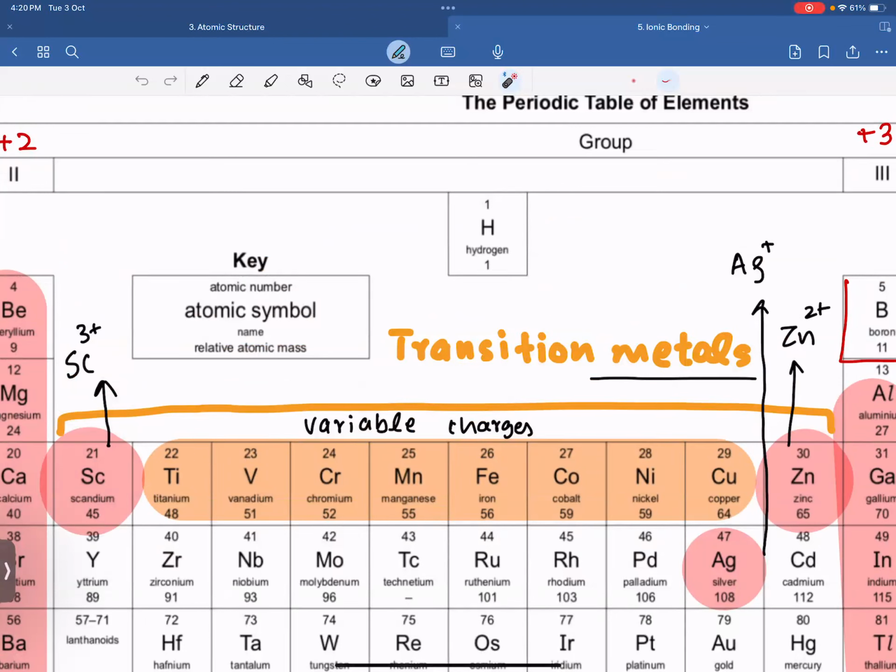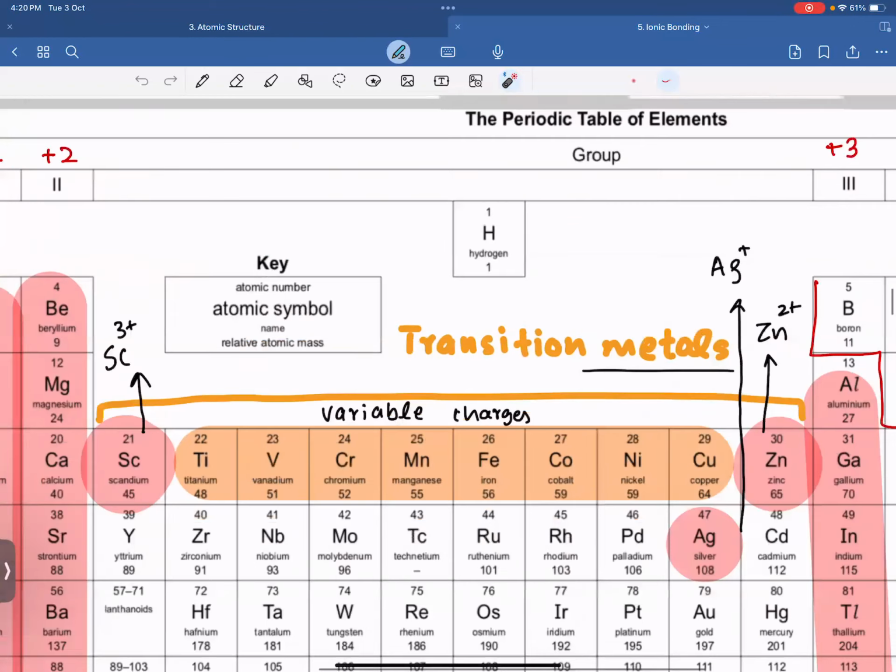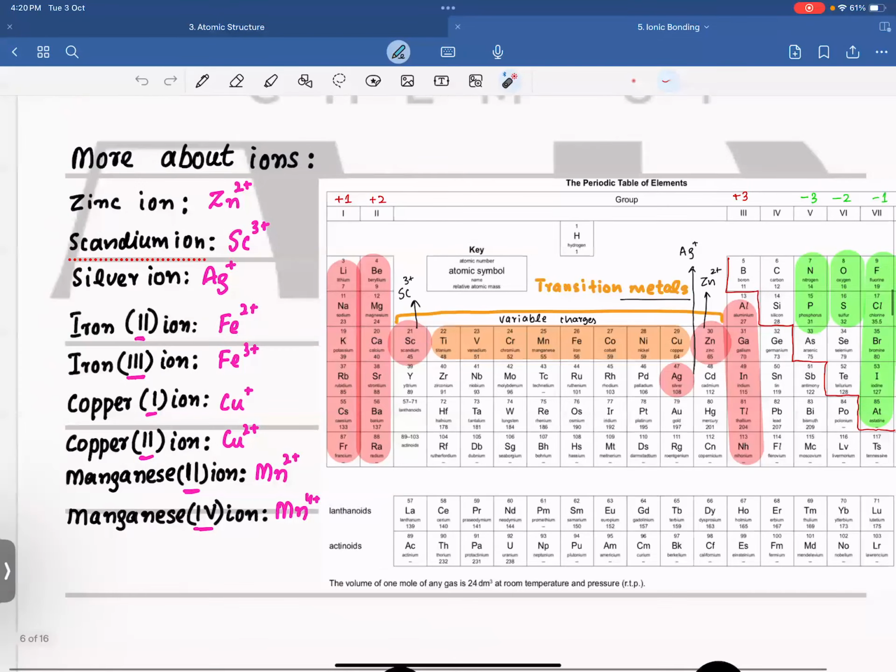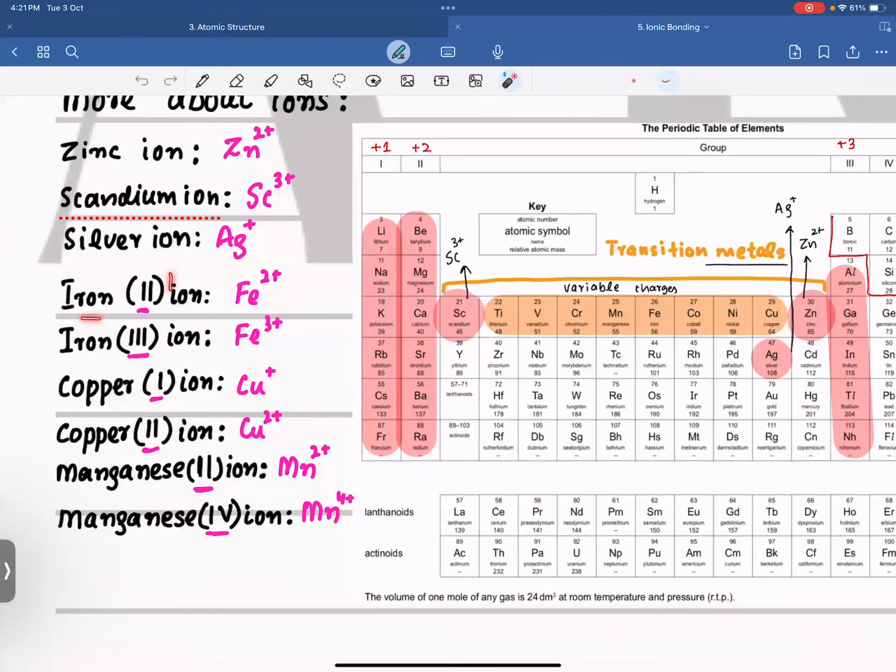Yes, Manahal. It will be given with the name. For example, see over here, I have written iron 2 ion. So this 2 in Roman numerals is telling me that in this case, the iron is forming a 2+ ion. The iron here is forming a 3+ ion.